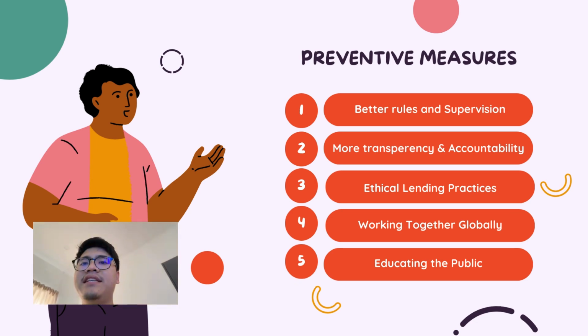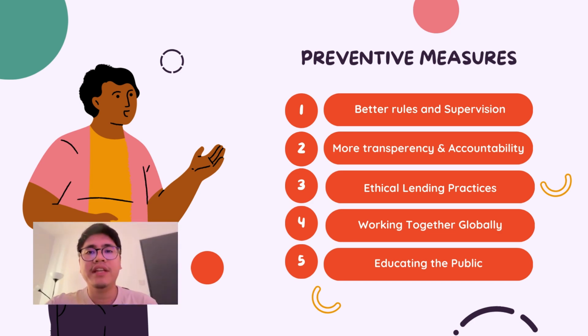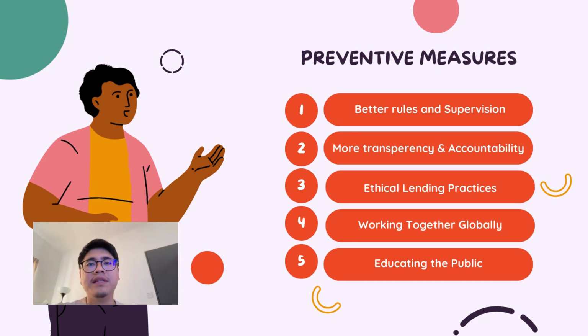Holding rating agencies accountable. Credit rating agencies failed to properly assess risk before the crisis. We need to ensure these agencies are held accountable for their ratings. This could mean stricter oversight and penalties for mistakes and misleading ratings.